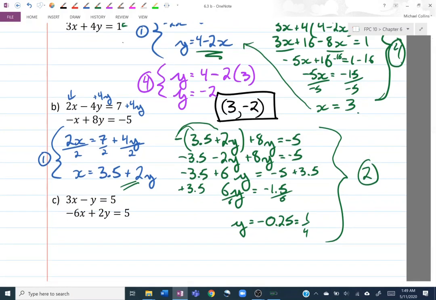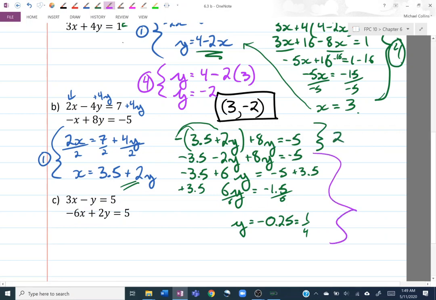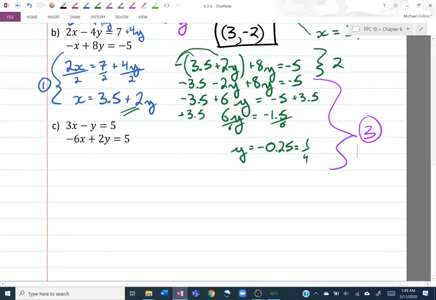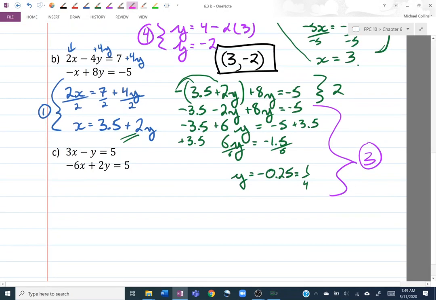Oh, sorry, I lied about that all being step 2. This is step 2, and the rest of it is step 3. So I'm going to substitute that back in. I'm going to take, let's use pink, I'm going to take this quarter and I'm going to substitute it into the other equation.